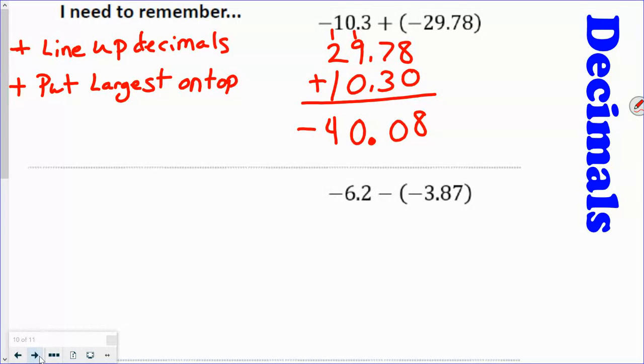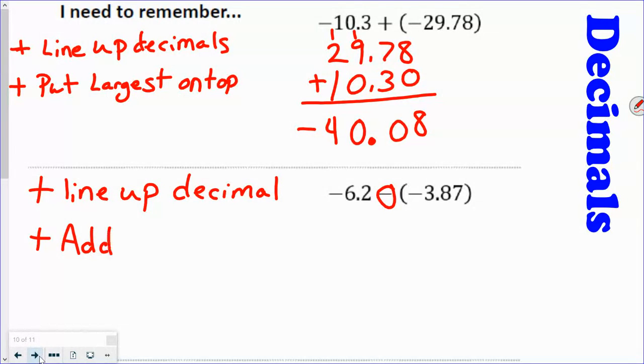Now let's look at the next one. If you need to, pause just to fill in your notes. You can go at your own pace in the video. First thing again, we must line up decimals. Then because it is written as a subtraction problem, we need to add the opposite, so then we can follow our addition rules. I can't follow addition rules until it's written as an addition problem.